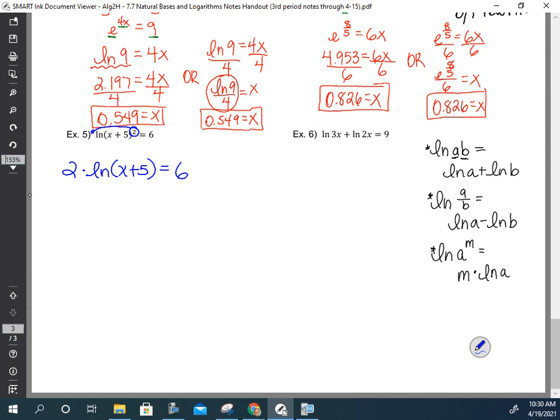Just like last time, we can't do a rewrite until the natural log is by itself. So the 2 has to go. So natural log of (x plus 5) equals 3. Any questions before we carry on with example 5?